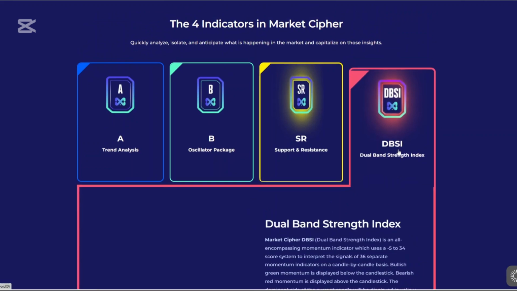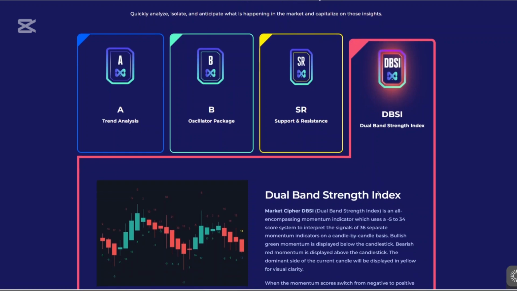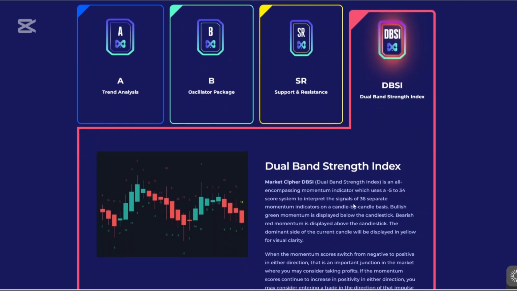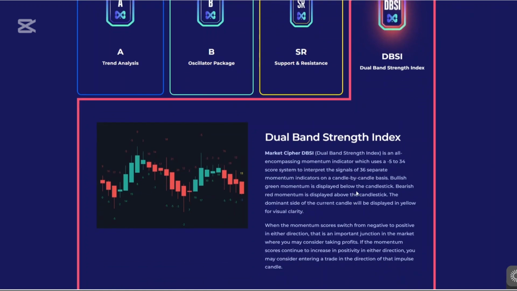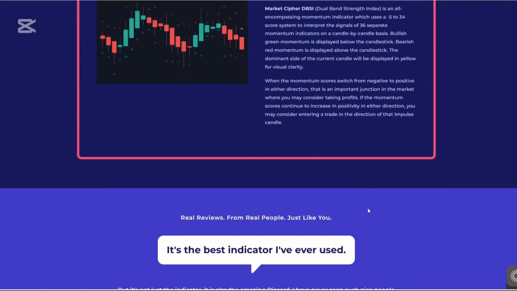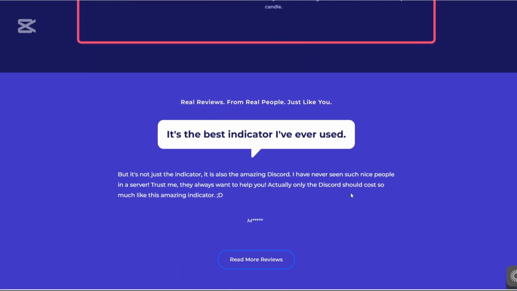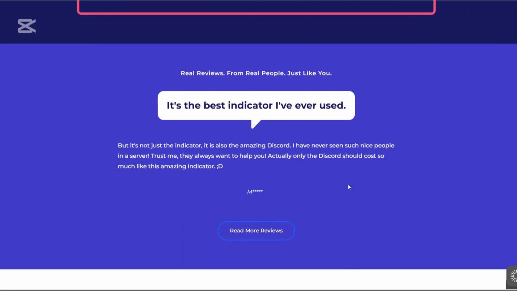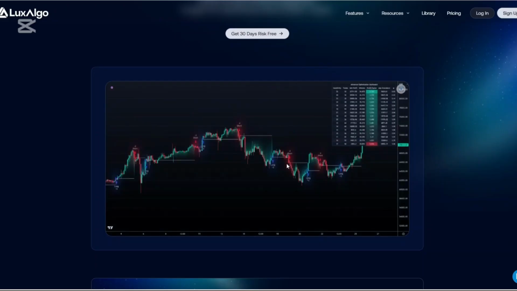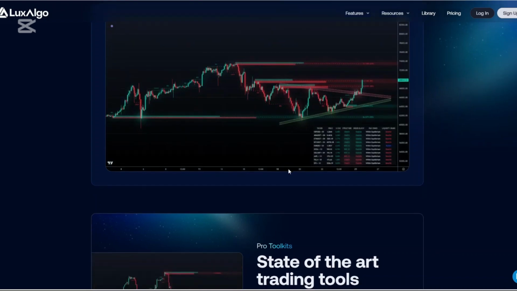And Market Cipher DBSI. Dual Band Strength Index. It's a momentum indicator that scores market strength on a scale from -5 to 34, helping traders gauge bullish or bearish tendencies. Beyond the tools, Market Cipher emphasizes community and education, offering resources to help traders understand and utilize their indicators effectively. On the other hand, LuxAlgo brands itself as a next-generation trading toolkit.